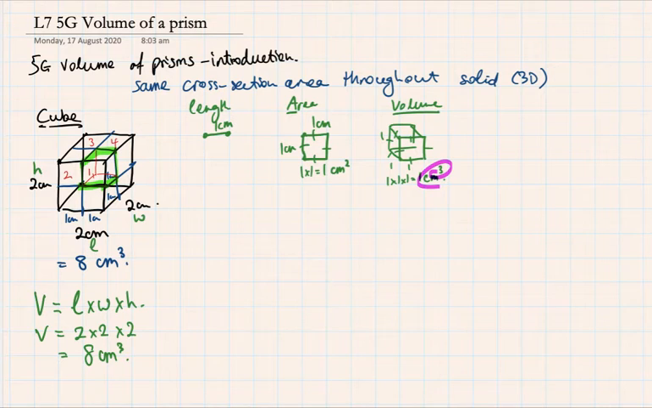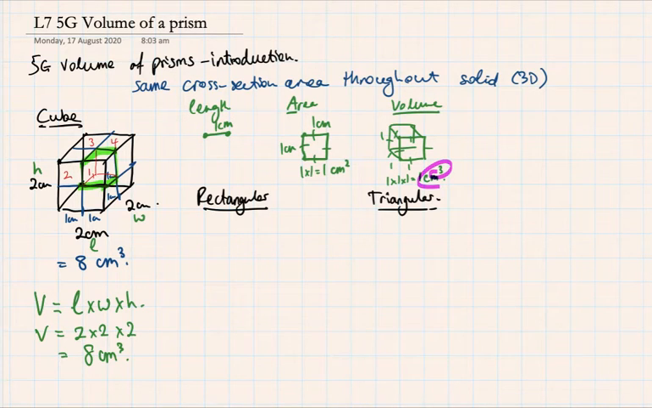The volume of a rectangular prism or a cube is length times width times height. So that's our first introduction into finding the volume of a prism. Firstly, we need to find how many 1 cubic centimeter or 1 cubic meter blocks will fit in. So let's just do a couple more examples. Let's look at a rectangular base prism, and then we'll look at a triangular base prism.